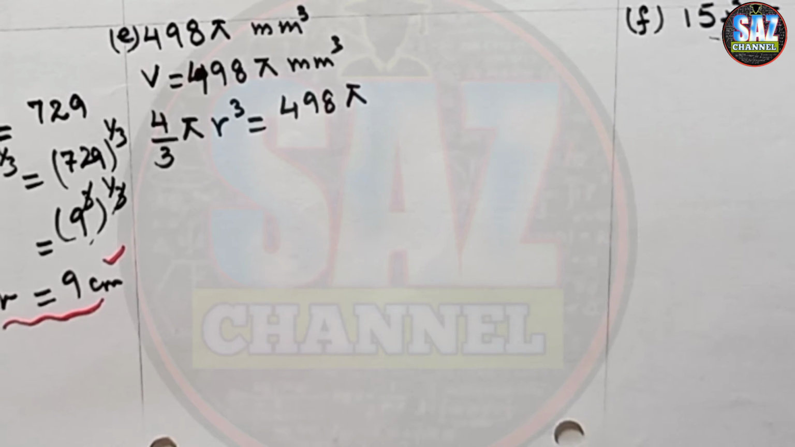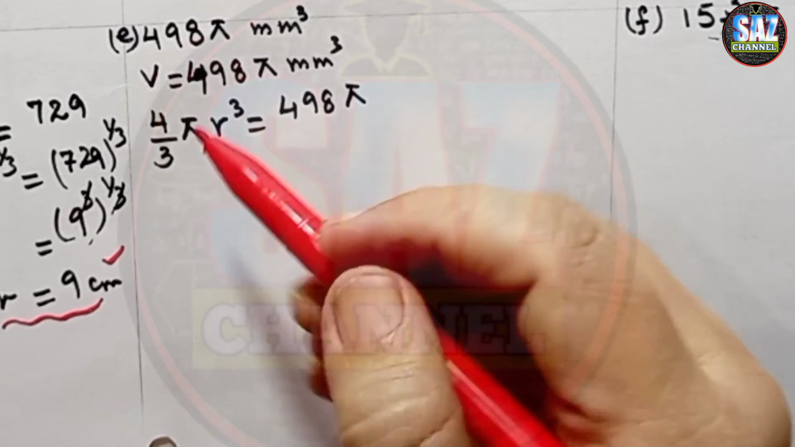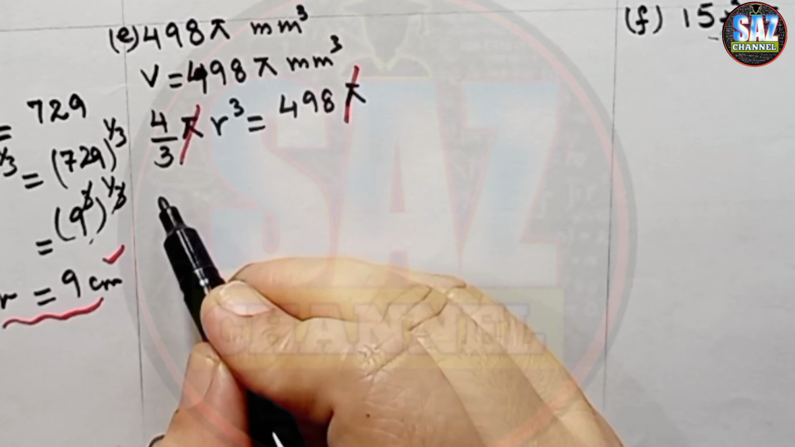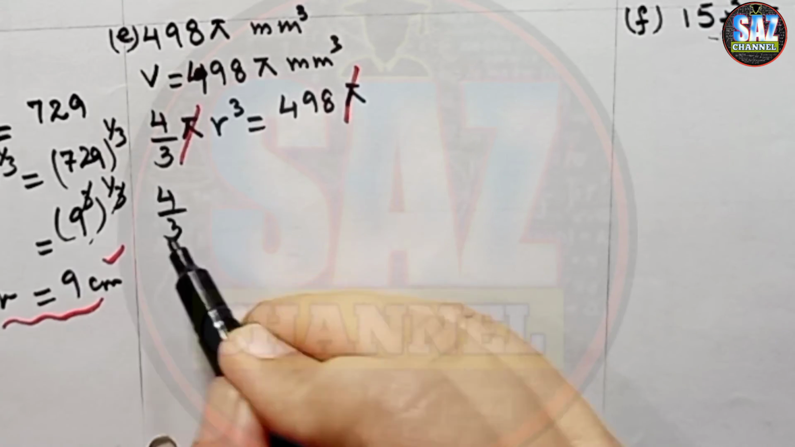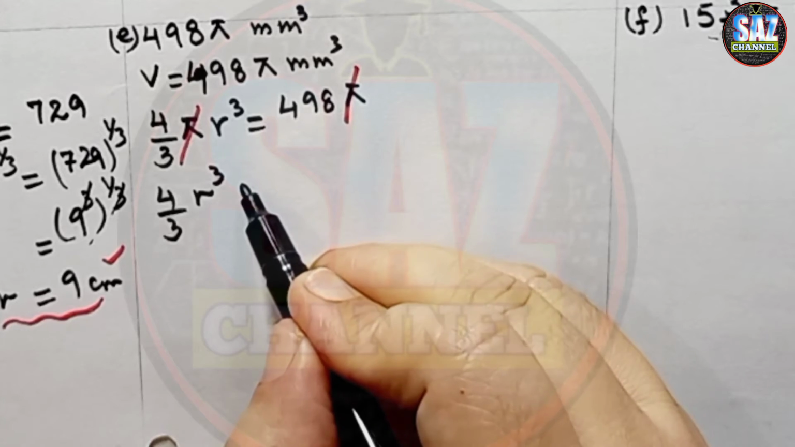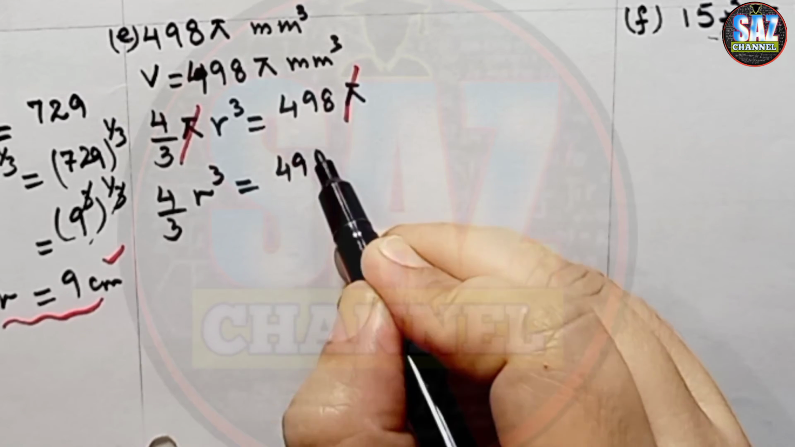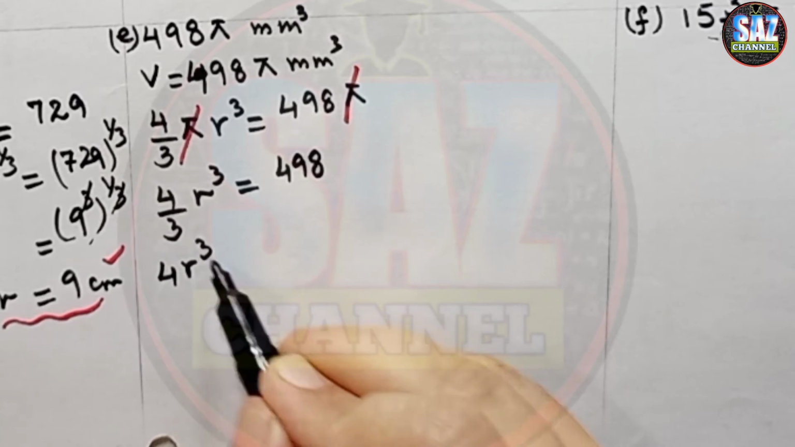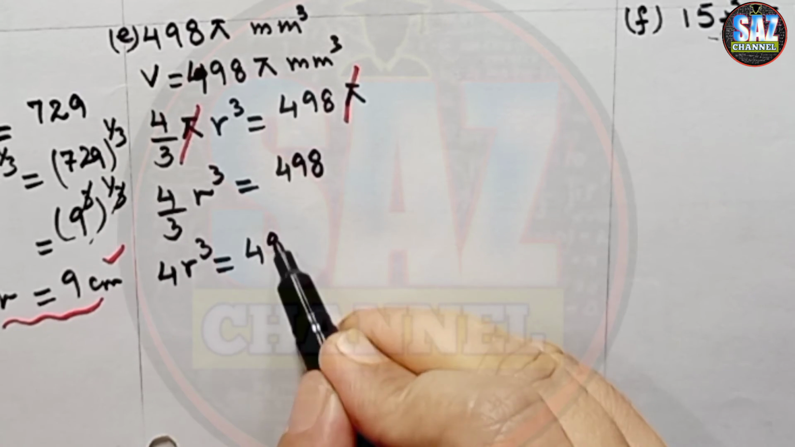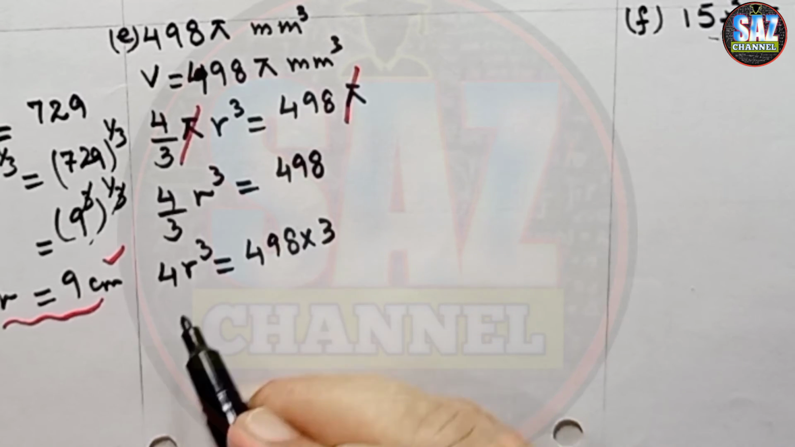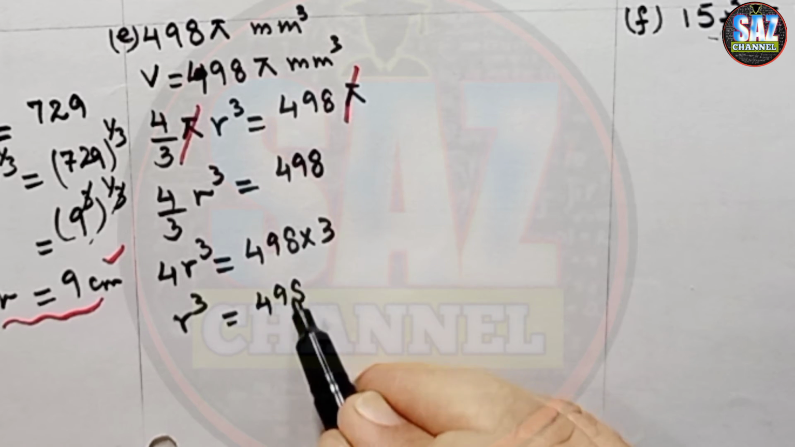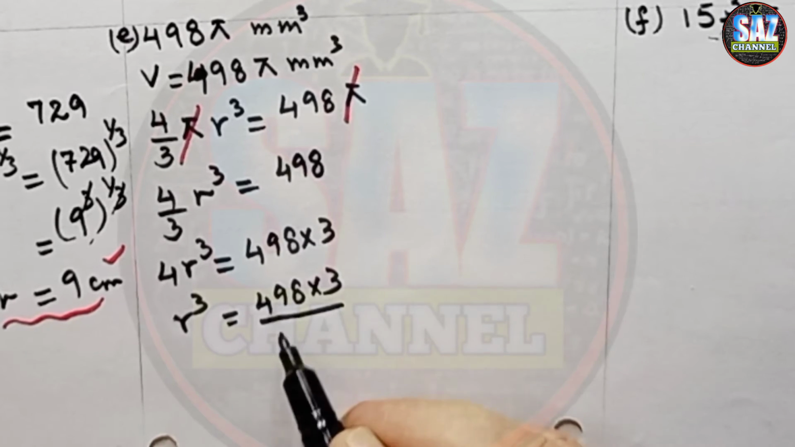Pi will be going, and we will be cancelling this same factor from both sides, and I will be left with 4 by 3 r cube equals 498. Now go for cross multiplication. That gives 4r cube equals 498 multiplied by 3, and r cube equals 498 multiplied by 3 upon 4.